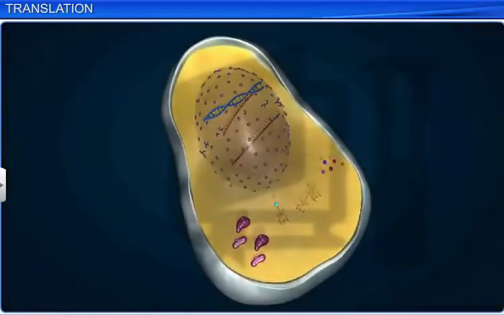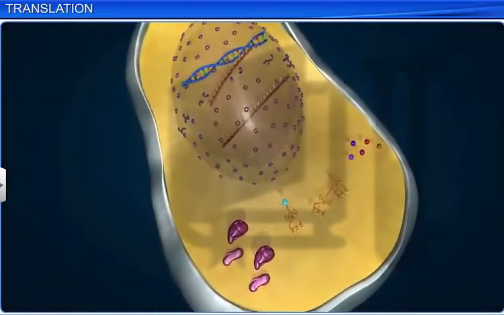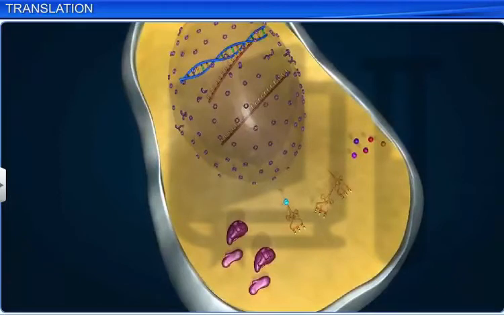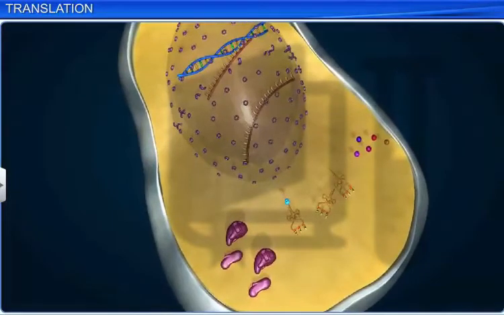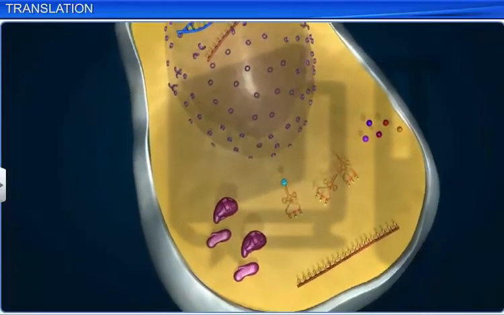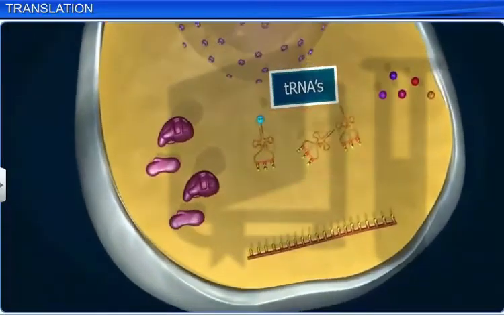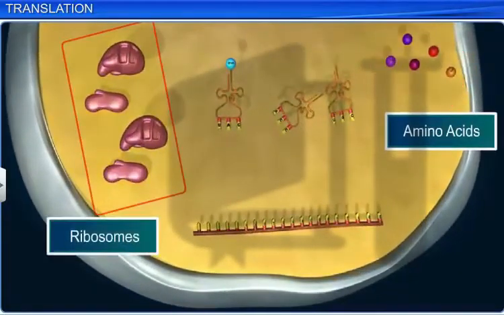Prior to translation, mRNA, which is synthesized in the nucleus of a eukaryote cell, migrates through the nuclear pore into the cytoplasm of the cell. The cytoplasm also contains tRNA, amino acids, and ribosomes, all of which are involved in the process of translation.